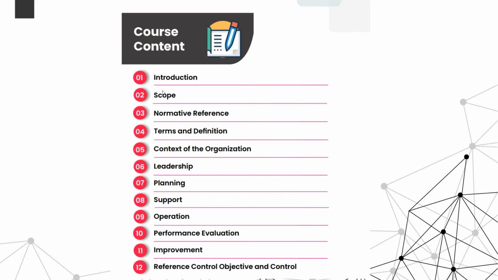Okay, and then we will be starting with stage number 4, which is your terms and definition. Okay, understanding that terminology which has been used inside the standard. Okay, now from here the actual practical will begin. Okay, then we have your stage number 5, which is your context of the organization. Now this is again a practical one, understanding the organization and its context.